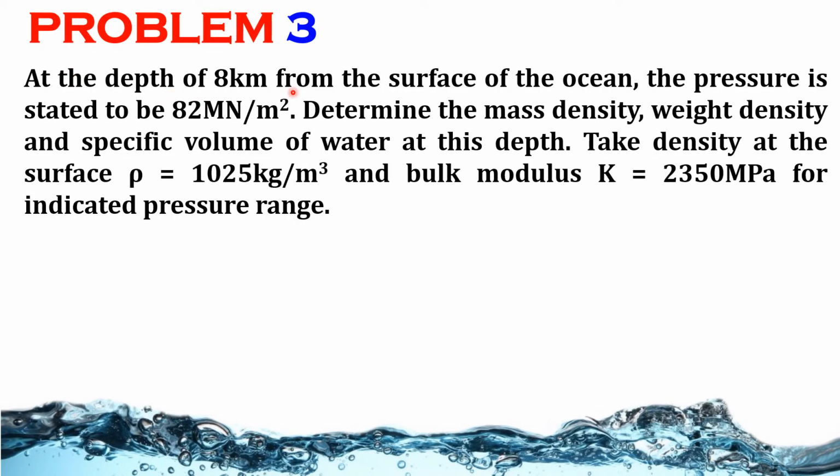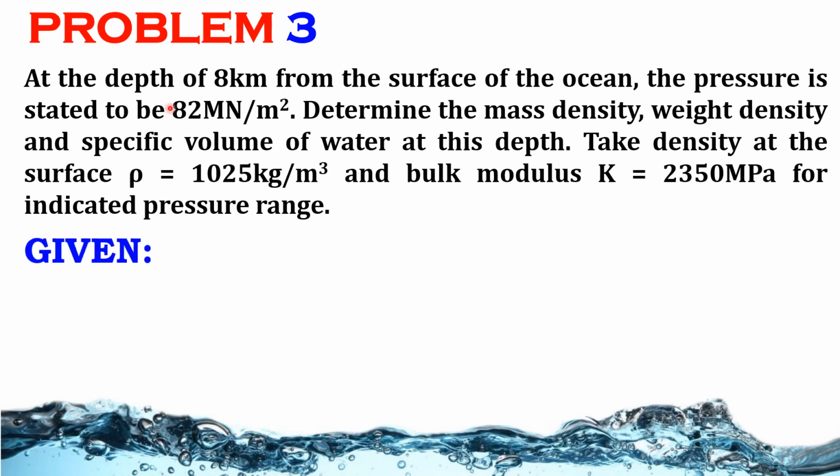Last problem, problem number 3. At the depth of 8 km from the surface of the ocean, the pressure is stated to be 82 meganewton per meter square. Determine the mass density, weight density and specific volume of water at the depth. Take the density at the surface as 1025 kg per meter cube and bulk modulus K as 2350 megapascal. From the indicated pressure, they asked us to calculate the entire data with reference to depth.